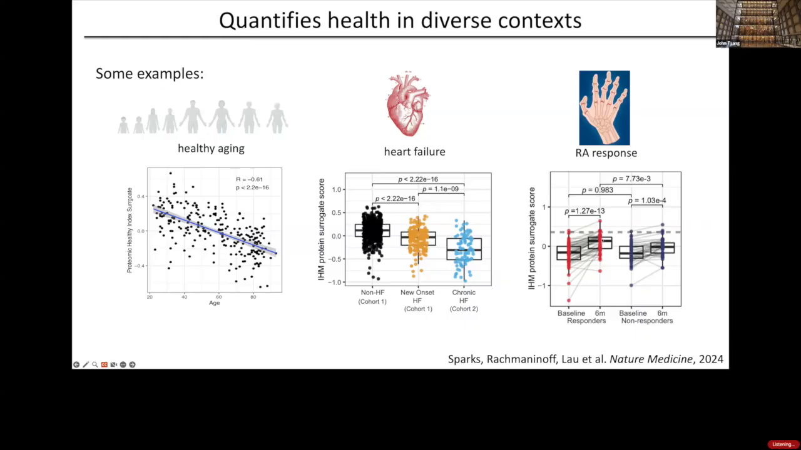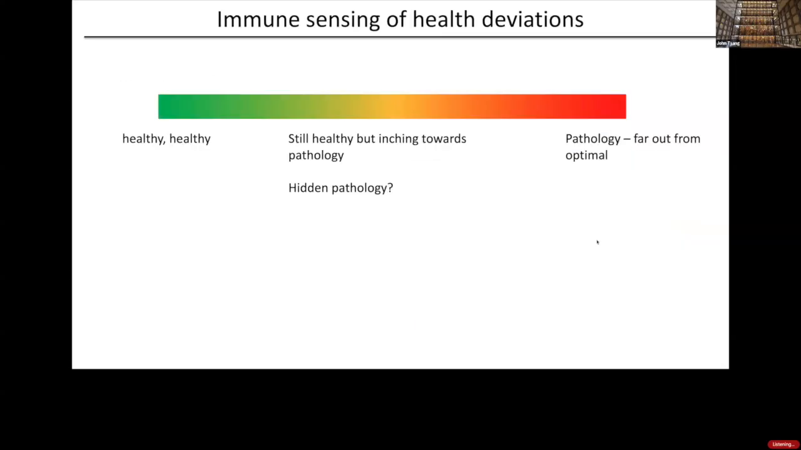And also, this is showing you how it tracks responses. These are RA patients, either responders or non-responders to therapy. And again, you can see that it's tracking the status of these individuals. And we also have data showing that, especially in older individuals, this metric predicts their vaccine response outcomes. So when you look at people who are 65 and above, their response to influenza vaccination at the baseline is correlated. So the baseline status of the IHM is correlated with their influenza vaccine responses.